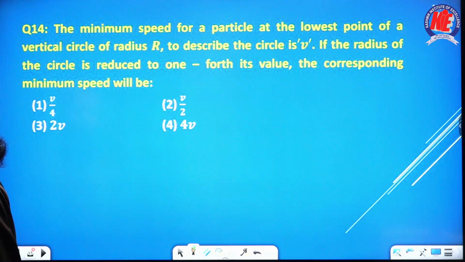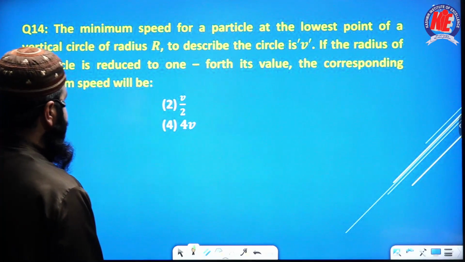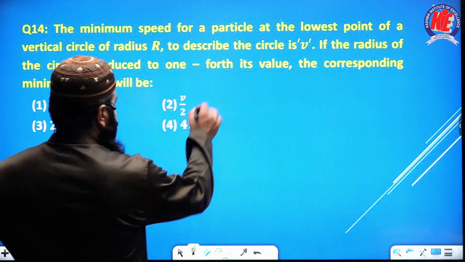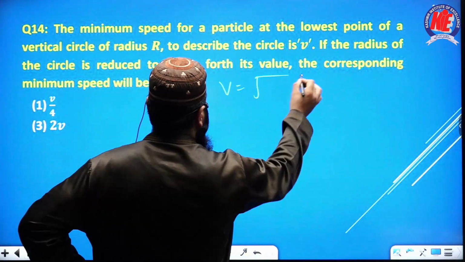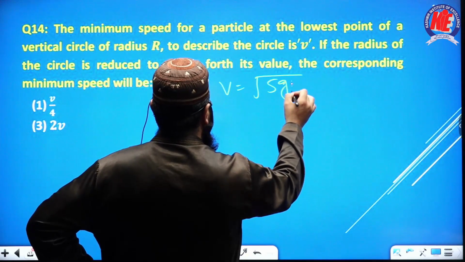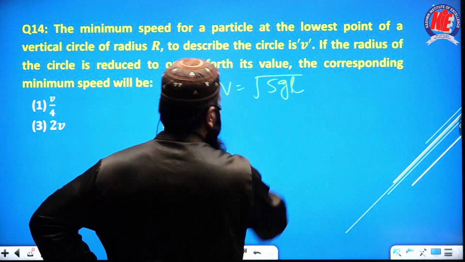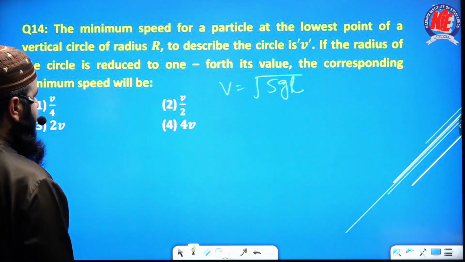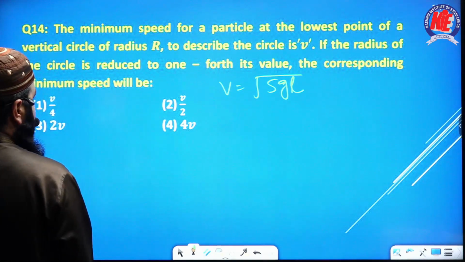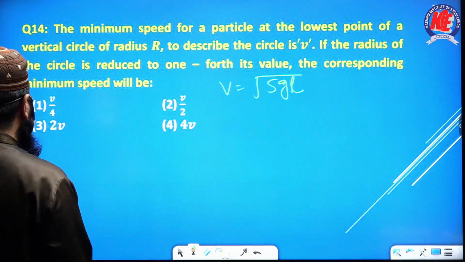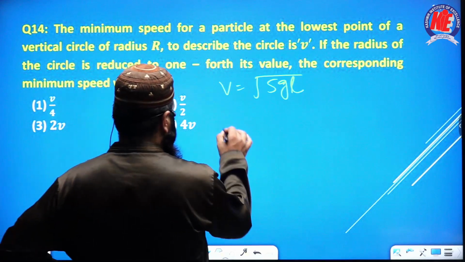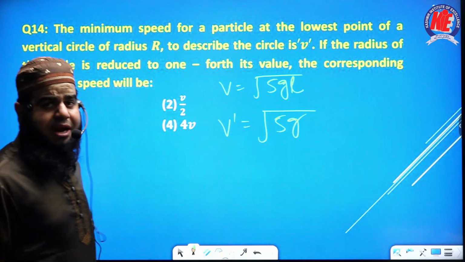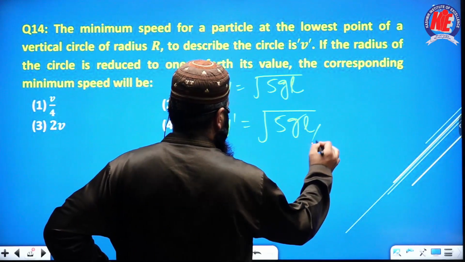Next one please. The minimum speed for a particle at the lowest point of a vertical circle of radius r to describe the circle is v. So v is given to you as root of 5gl, or 5gr, whatever it is. So this is actually the minimum. If the radius of the circle is reduced to 1/4 of its value, the corresponding minimum speed will be, now suppose the minimum speed v dash is equal to root of 5g. Now you are reducing the radius to its half, so it will be reduced by l by 2.